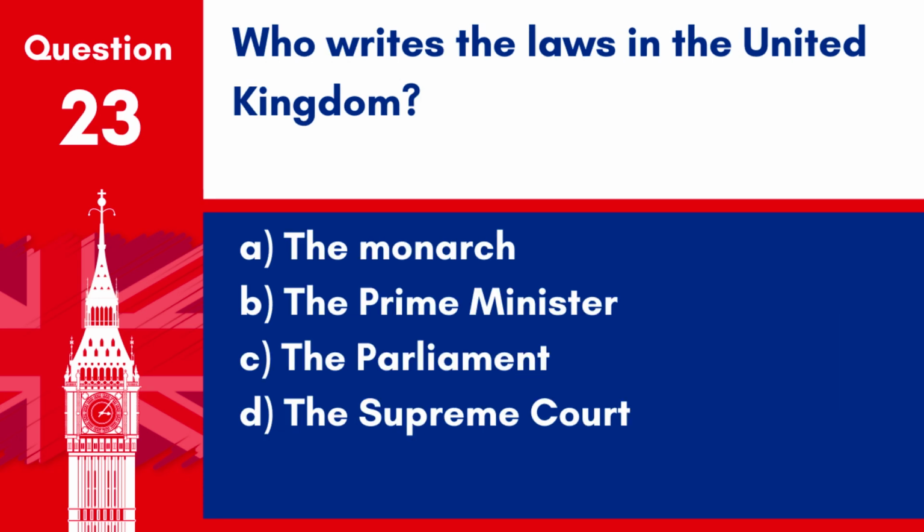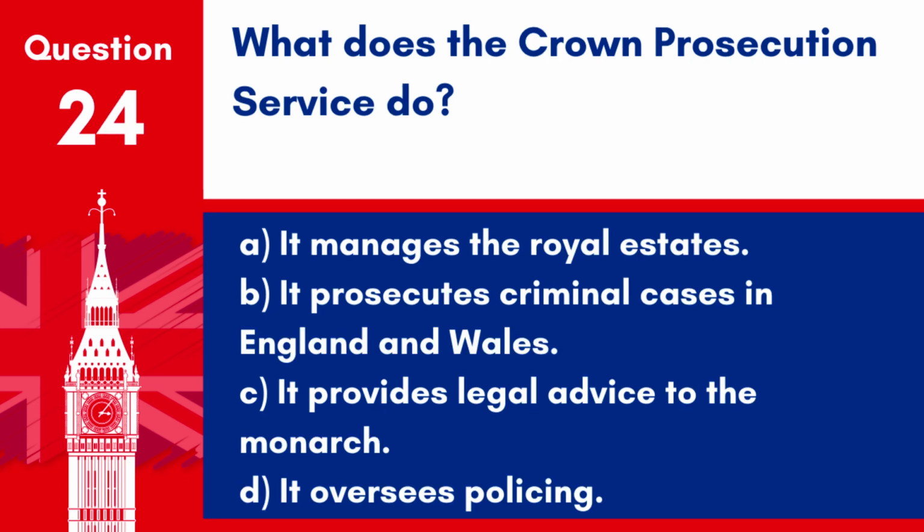Question 23. Who writes the laws in the United Kingdom? A. The monarch. B. The Prime Minister. C. The Parliament. D. The Supreme Court. Answer C. The Parliament. In the UK, laws are written by Parliament, which includes both the House of Commons and the House of Lords.